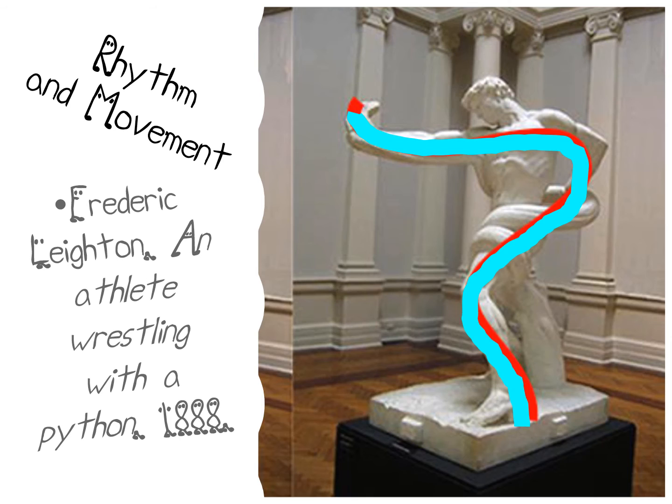And you can see that in this example of this sculpture, the python and the athlete are an example of rhythm and movement.